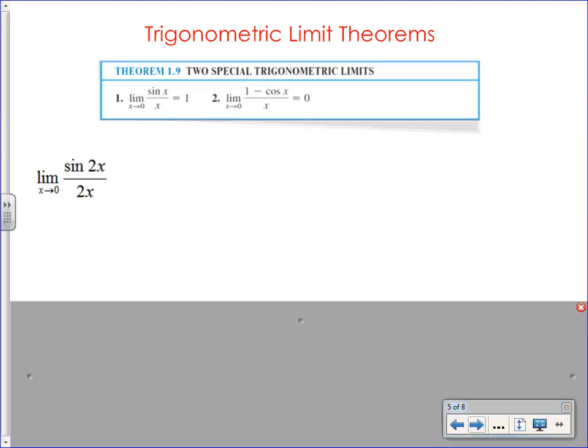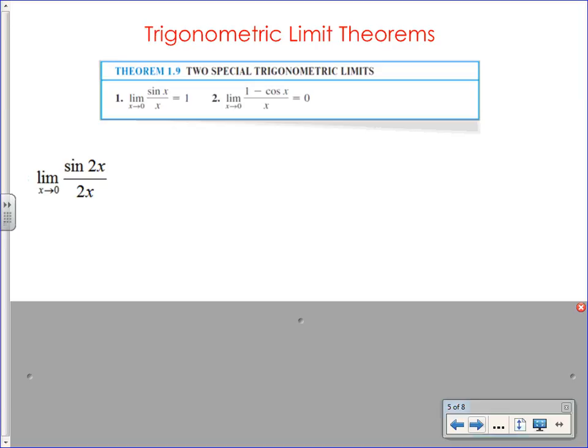Now, look at my first example. Mrs. Homan, that doesn't look like the special limit that you gave us. But you can cancel out the 2's. Oh, no. We can't cancel out the 2's. I can't take something out of the trig function. But is the angle the same as the denominator? Yes. That's all that matters.